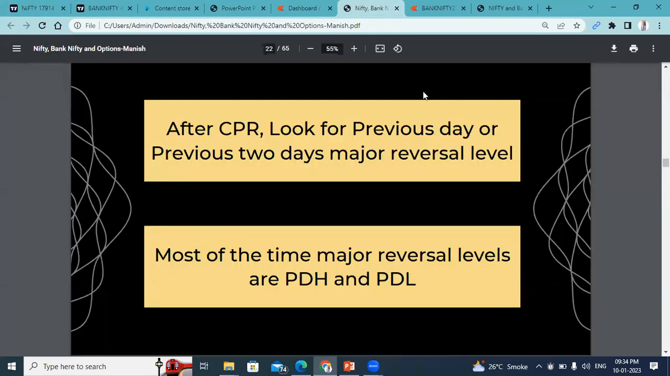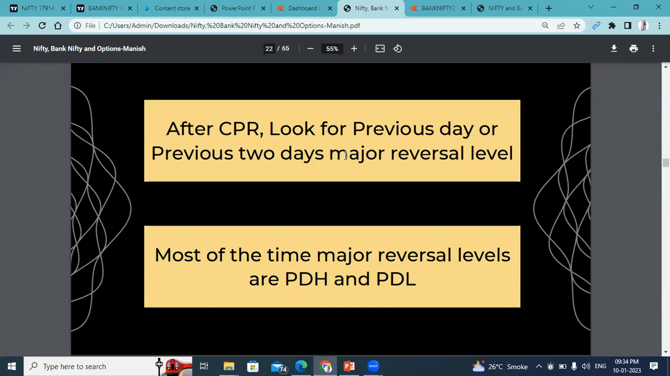Okay, now after CPR, what we can do is look for the previous day or previous 2 days' major reversal level. Our entire setup is based on this condition, guys. How to confirm and match this condition with CPR, we will understand that too. CPR will only help you to develop a view.